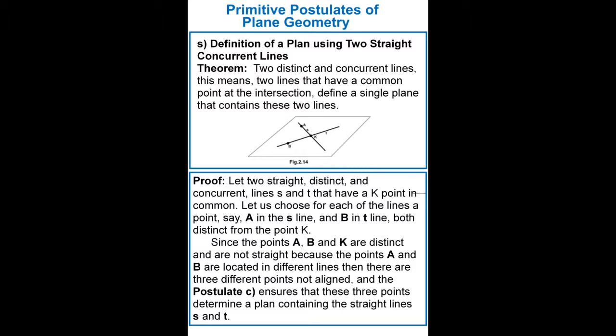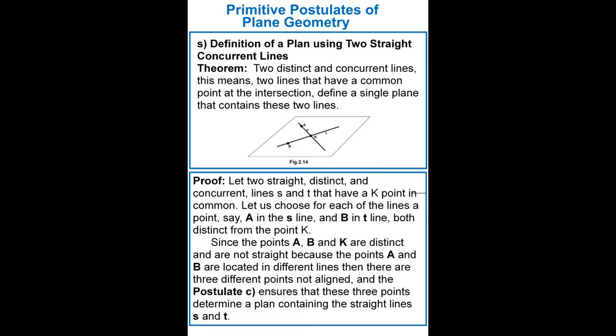This slide presents a theorem on the definition of a plane by 2 concurrent lines. The statement of the theorem states that if there are 2 distinct and concurrent lines, that is, the 2 lines have a common point at the intersection of these lines, there is a single plane containing these 2 lines. The proof of the theorem is presented in Figure 2.14 of the slide, where 2 lines S and T are shown, and the point A is marked on line S and point B on line T. The point K is also marked at the intersection of the lines S and T.